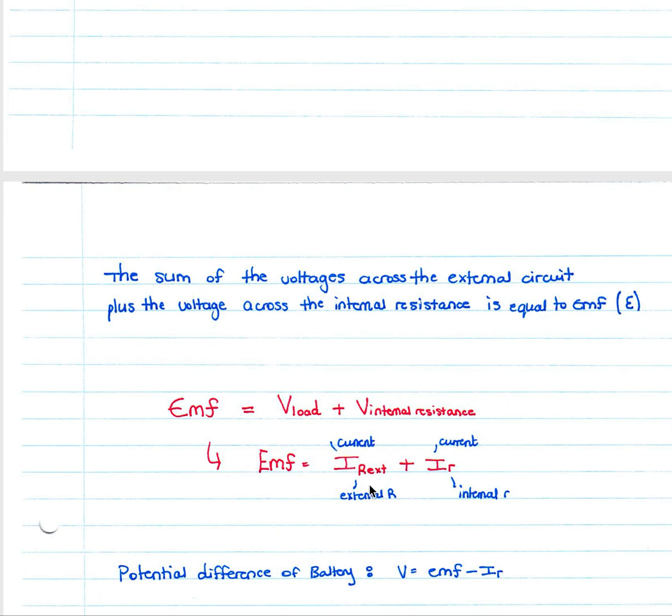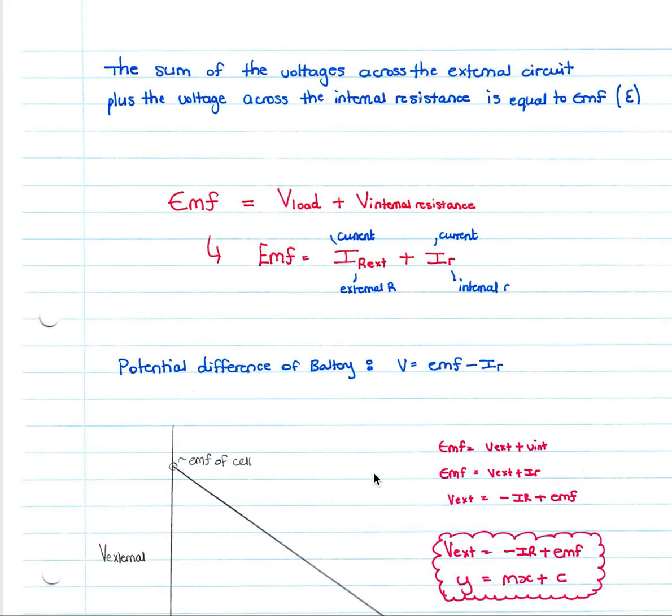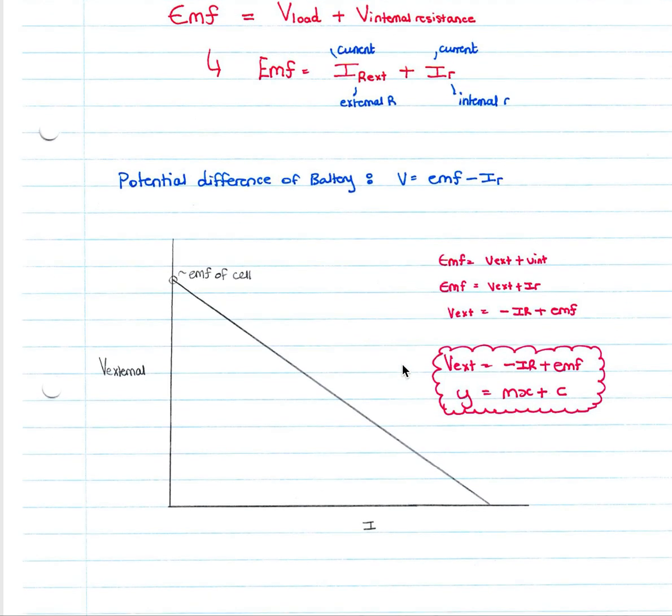This is simply by rearranging your R equals V over I to get V equals I times R. So your potential difference of a battery, your V, equals EMF minus IR, because the voltage that's delivered to your circuit will be the total EMF of your battery minus the voltage that's lost inside your battery. So therefore your voltage equals your total minus what is lost.